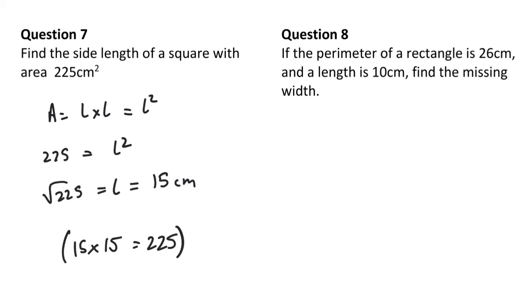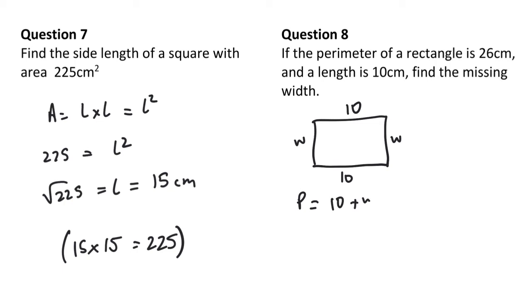Question 8, if the perimeter of a rectangle is 26, so let's draw a quick sketch of a rectangle, and a length is 10 centimetres, find the missing width. So I'm going to call it W. So we've got the four sides labelled together, and we know the perimeter is going to be 10 plus W plus 10 plus W. The perimeter is 26, so that's going to equal, we've got 10 plus 10, so that's 20.